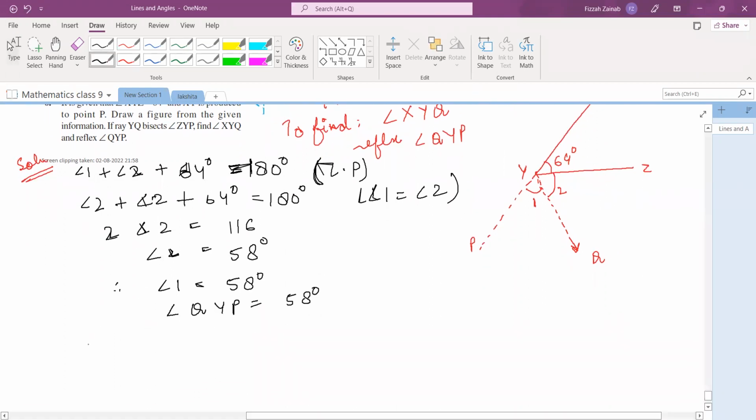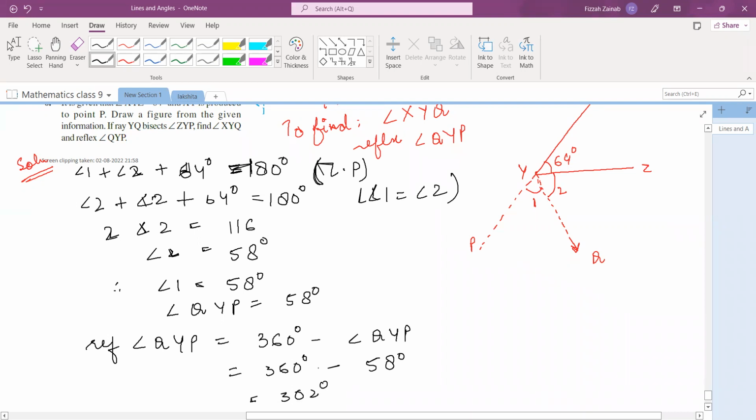Now you have to find the reflex of QYP. So the reflex of angle QYP is equal to 360 degree minus angle QYP. So that becomes 360 degree minus 58 degree. And that becomes how much? Okay, 302 degree, correct?